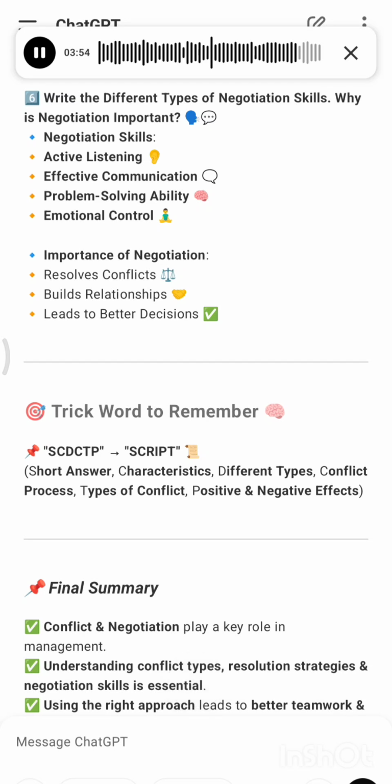Trick word to remember: SCDCTP. Short answer, characteristics, different types, conflict process, types of conflict, positive and negative effects.